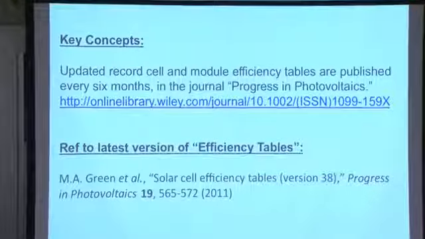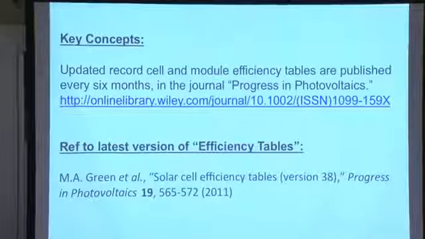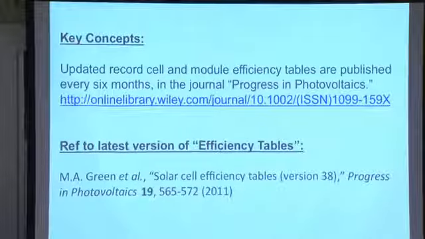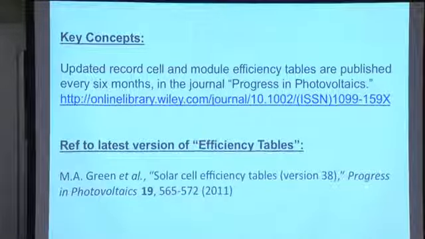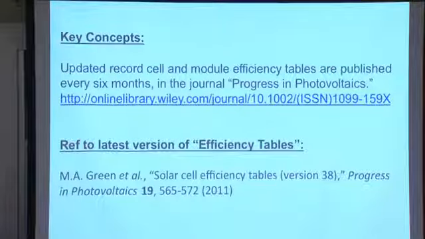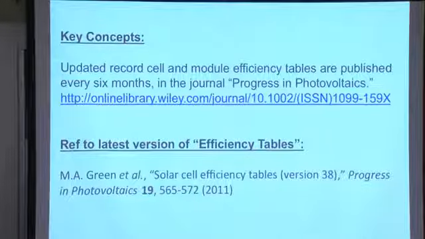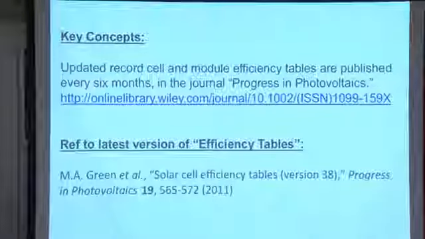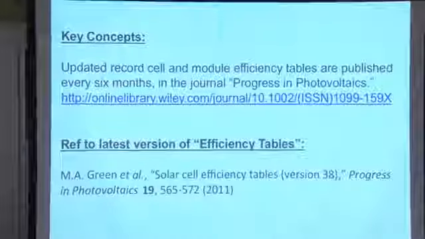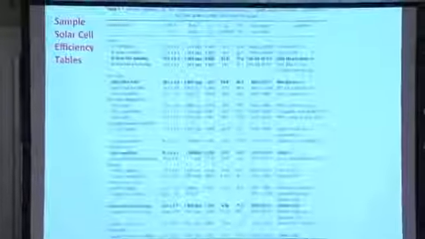So the key concept for learning objective number one is to identify a source for record efficiencies. My go-to place is Progress in Photovoltaics. It's a journal in the PV field. And every 6 months, Progress in Photovoltaics, or PIP, comes out with solar cell efficiency tables led by one of their editors, Martin Green, professor at University of New South Wales in Australia. The latest edition that I could find was version 38. I believe this was from June or July, this summer. And every 6 months or so, they come out with a new version. This is one of the 3 articles that you have today.